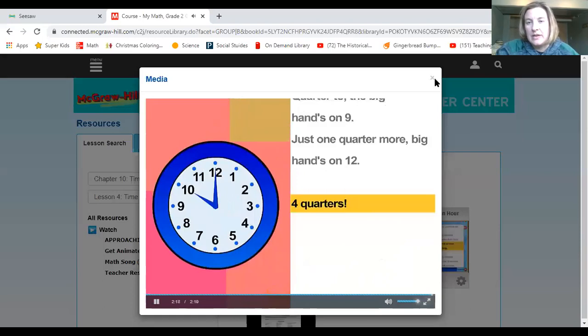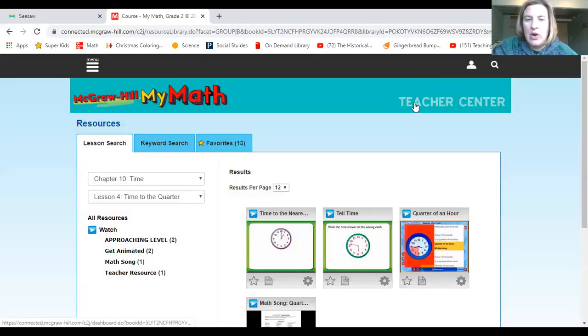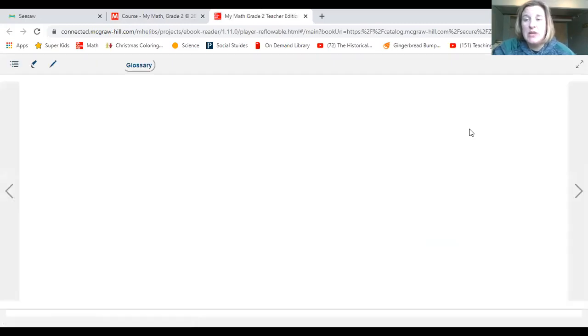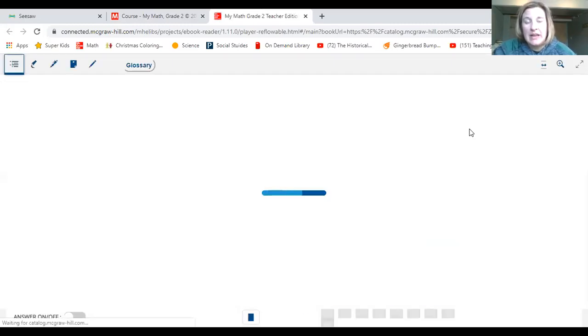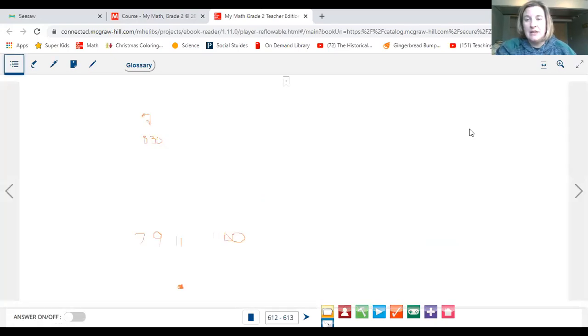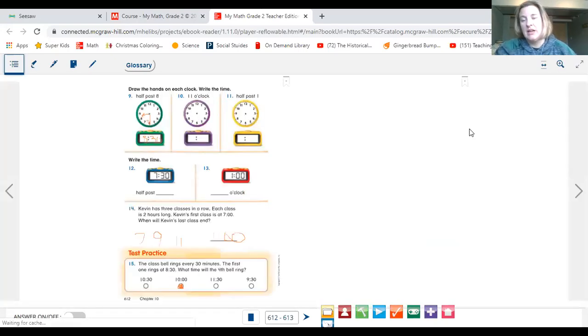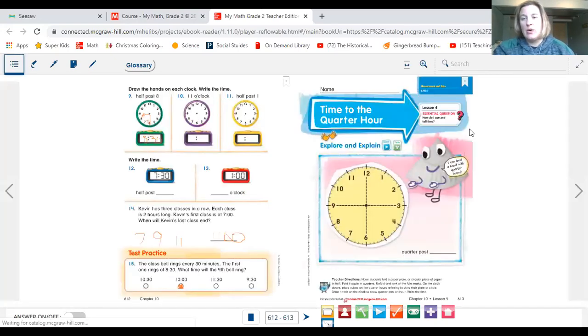All right. Well, that was a great song. Hopefully that's given you some idea as to what we're talking about today. Today we're talking about those quarter hours. And really what that means is if you take a clock and you divide it into fourths, you draw a line vertically down the middle and a line horizontally across, you can see. So that's what we're talking about.